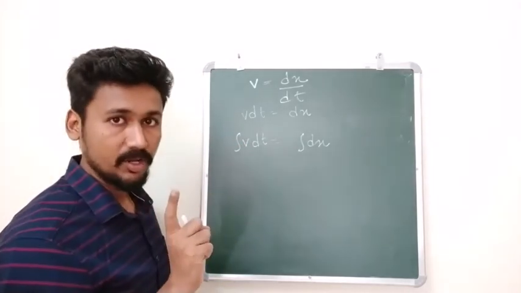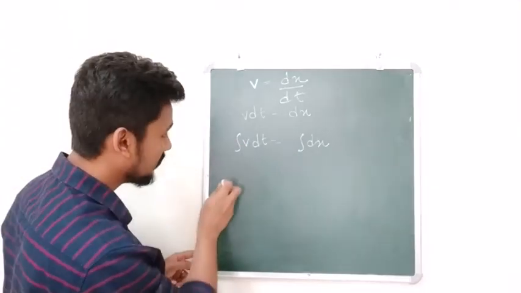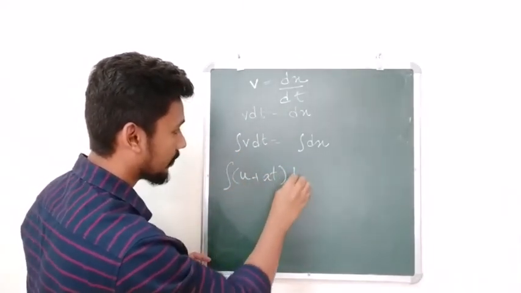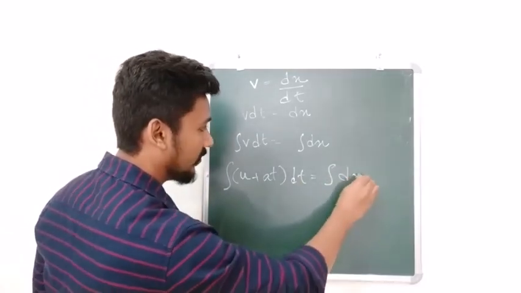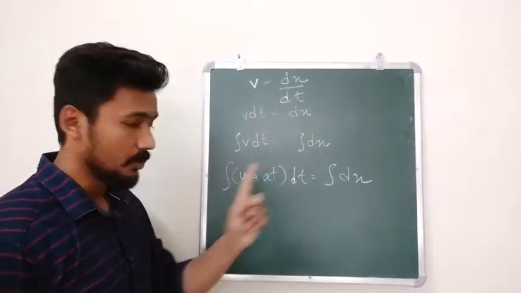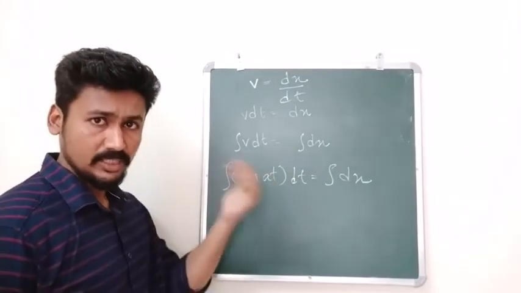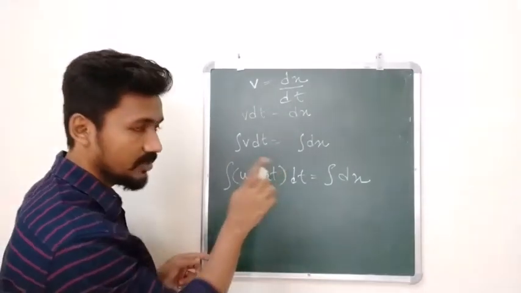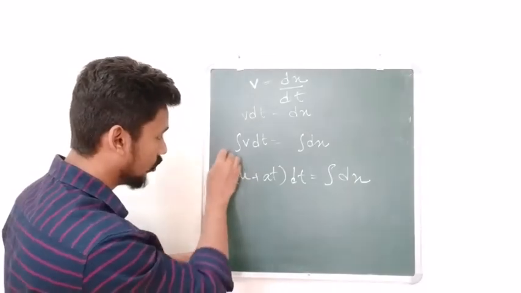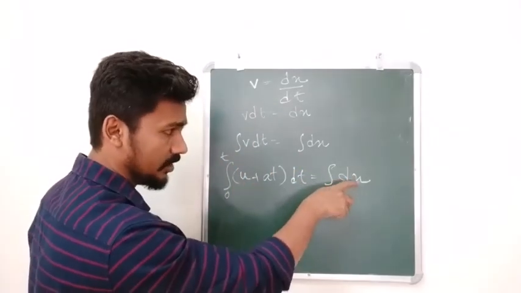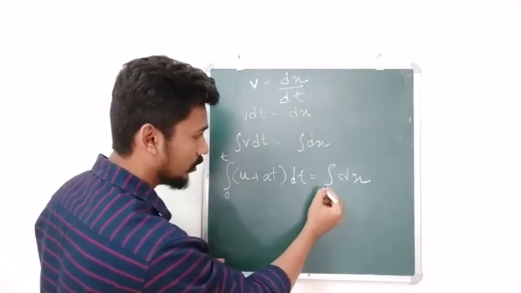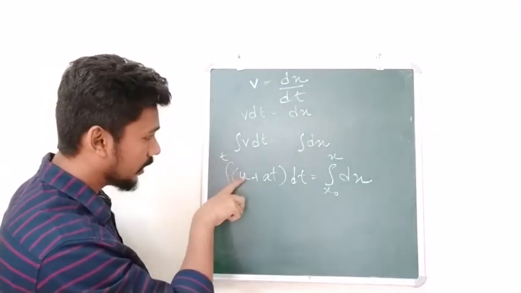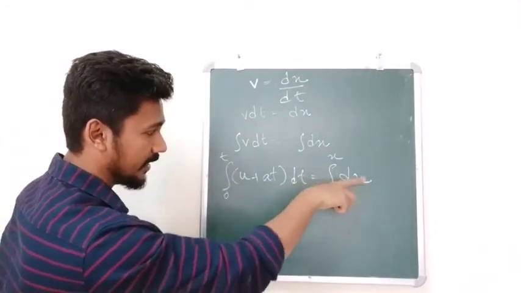So that is the limit that we are going to use. That is the formula we are going to use. So this you will write as integral of, in place of v you will write u plus at dt equal to integral of dx. Now when you look at this formula, u is a constant because it is initial velocity. A is a constant, that is the acceleration. So limits we will put only for the time. So time limits will go from 0 to t. Here they are the limits for the change in position. So change in position we can do from x0 to some position x. Now integral of u plus at dt equal to integral of dx.